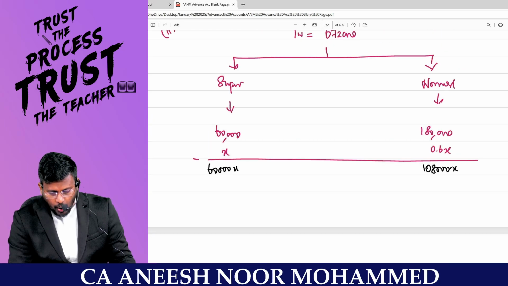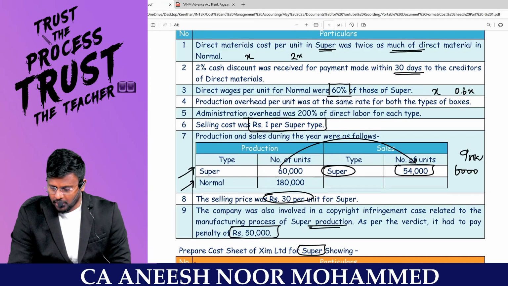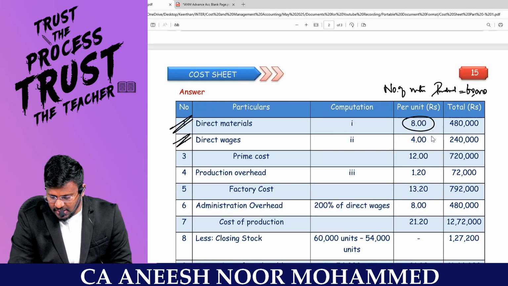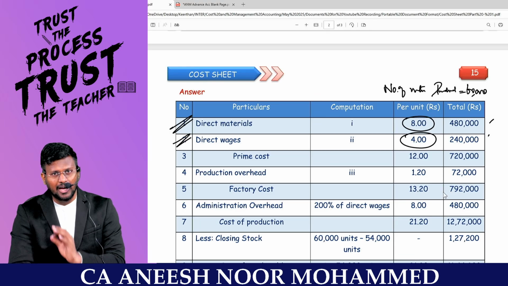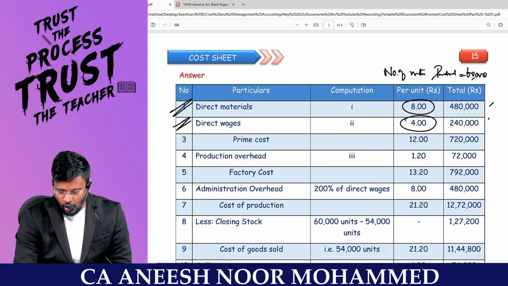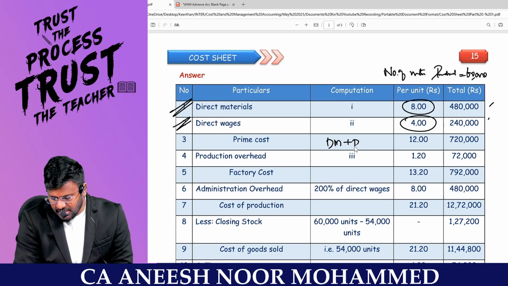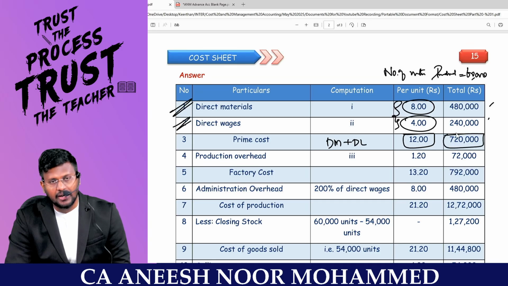X we awarded to whom? To the super. I am preparing the cost sheet for the super. So the direct wages will be 4 per unit, and 4 into 60,000 is 2,40,000. Are you getting the answer? Are you very comfortable? So we all know that direct material plus direct labor is equal to prime cost. 8 plus 4 comes to 12, and 12 into 60,000 will be 7,20,000.